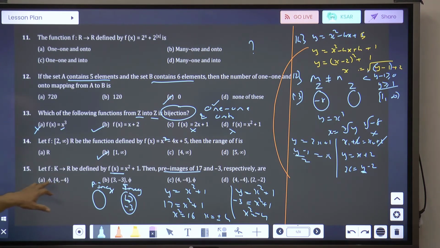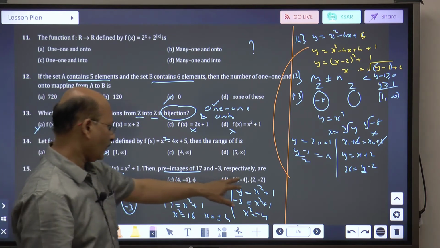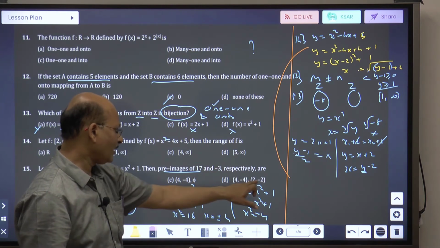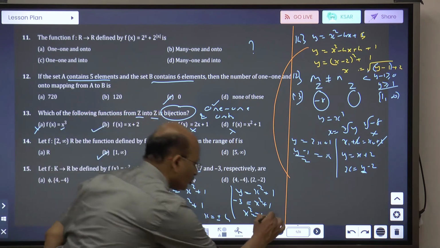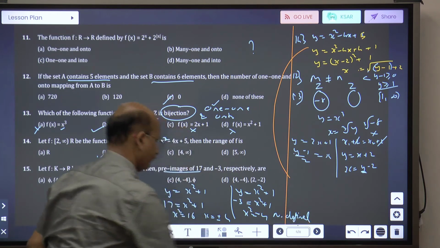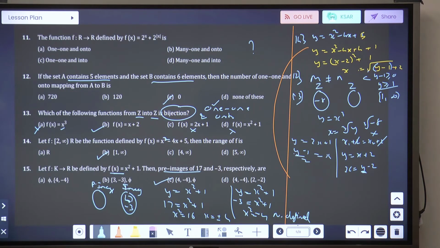Pre-images 4, minus 4, infinity: no, this will not work, because they gave infinity as the pre-image of 17, which is wrong. The pre-image of 17 is plus or minus 4. So it is either this option or this option, but the other value is not defined. For minus 3, it is empty, because it is undefined. X square is equal to minus 4, so not defined. So I think this option will be the right option.